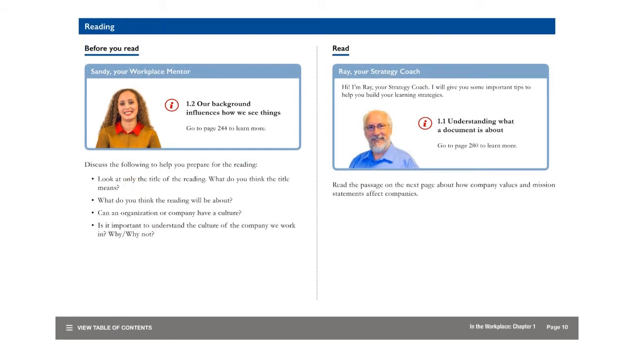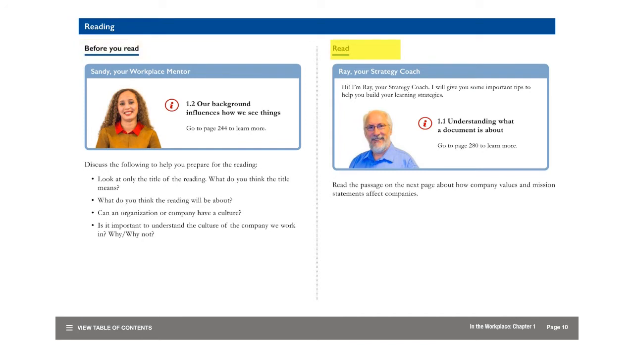The next section of each chapter is the reading section. The reading section is divided into 4 parts. Before you read. In this part, you will think about and discuss some pre-reading questions about the text that you are going to read. This will help you develop some important strategies, like predicting and activating your background knowledge of the topic and the vocabulary.